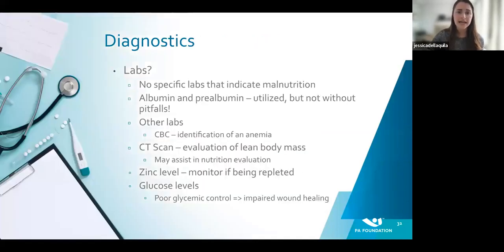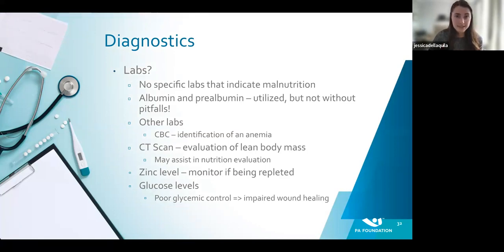So now we're going to get into diagnostics. The most popular diagnostic tool for malnutrition is albumin and prealbumin. And while they can have some benefit, there are definitely barriers to utilizing these lab data points. They can go up in acute phase reactants. They can be altered in liver disease or other chronic comorbid conditions. So I always take them with a grain of salt.